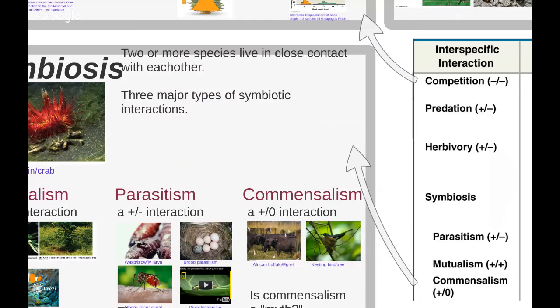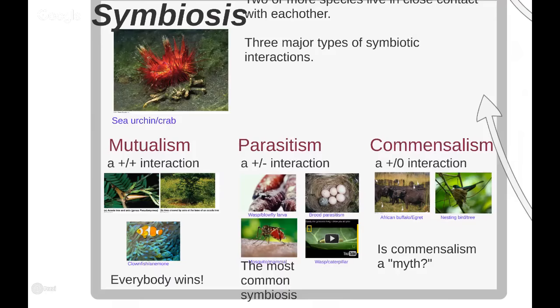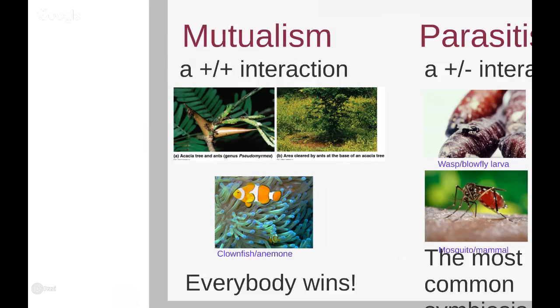And then we had symbiotic relationships, where two or more species live in close contact with each other. There are three major types of this. You have mutualism, which is where everyone wins. That's the best one. Both organisms are positively impacted, like the acacia tree and ants. The acacia tree provides little tiny homes for the ants, and the ants clear out the base of the acacia tree, clearing out any other growing plants, which gives all the water and minerals to the acacia tree. Both organisms benefit. And you have the clownfish and the sea anemone. The clownfish gets protection. The sea anemone gets cleaned by the clownfish, and scraps of food that the clownfish drops can be eaten by the sea anemone, so they both benefit.